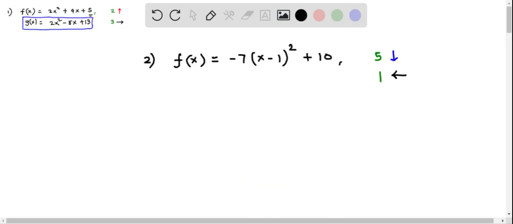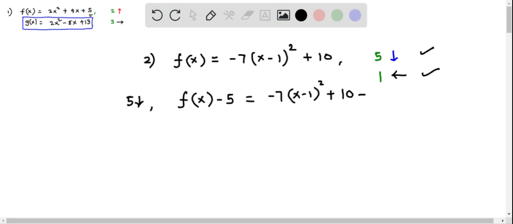In question 2, f of x undergoes 2 translations, that is 5 units down and 1 unit right. So first let's do 5 units down. When f of x undergoes 5 units down, it's basically f of x minus 5. And so this equals negative 7 times x minus 1 quantity squared plus 10, and we subtract 5. And so basically this equals negative 7 times x minus 1 quantity squared plus 10 minus 5 is 5.